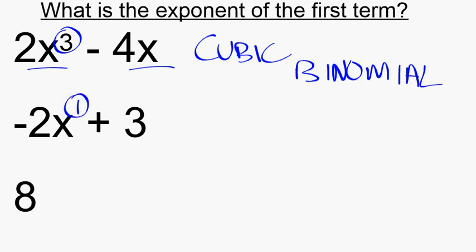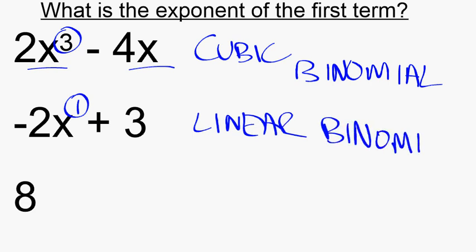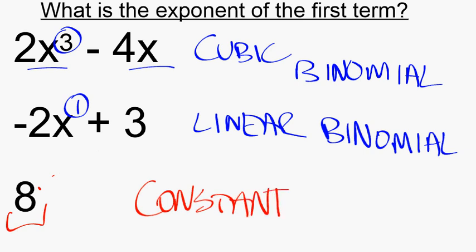This next largest exponent is 1, which means it's linear. Also 2 terms, so it's also a binomial. Last example, there is no variable, so it's x to the 0 power. This is a constant, and since there's just 1 term, it is a constant monomial.